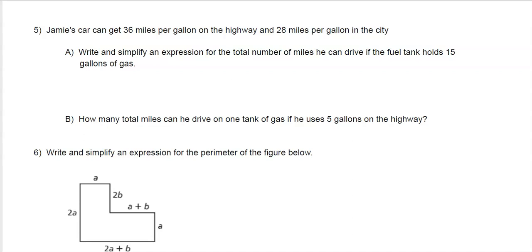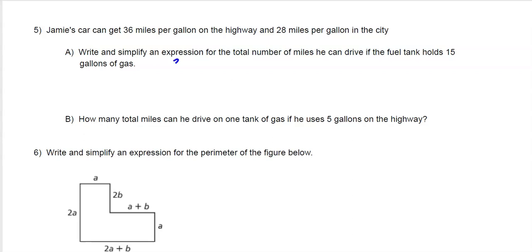Number 5, Jamie's car can get 36 miles per gallon on the highway, 28 miles per gallon in the city. Write and simplify an expression for the total number of miles he can drive if his fuel tank holds 15 gallons of gas. So we want one expression that could figure this out. There's a couple different ways that we could do this. So let's just kind of think about it like this.